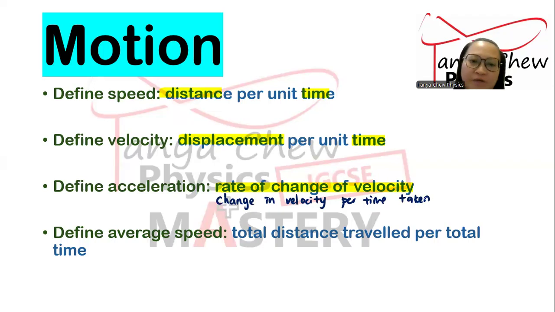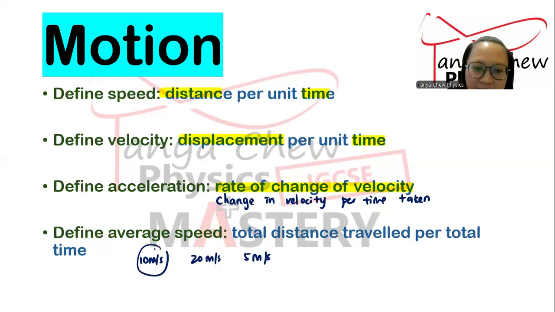Average speed is defined as total distance traveled per total time. So if you have three speeds given, for example, 10 meter per second, 20 meter per second, or 5 meter per second, you cannot add up all these speeds and divide by 3 and claim that's your average speed. Average speed is calculated differently.